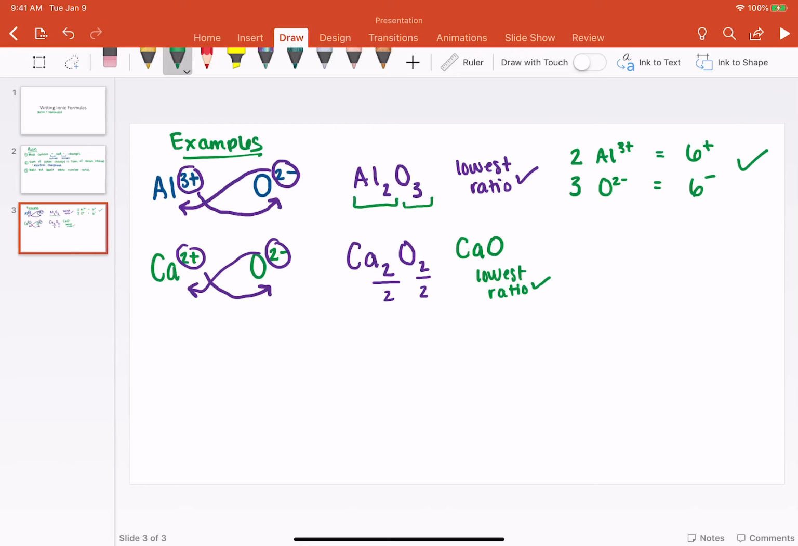So now that we have the lowest whole number ratio, now we can check our charges. So we have 1 Ca2 plus equals a positive charge of 2 plus, and we have 1 O2 minus equaling a charge of 2 minus.